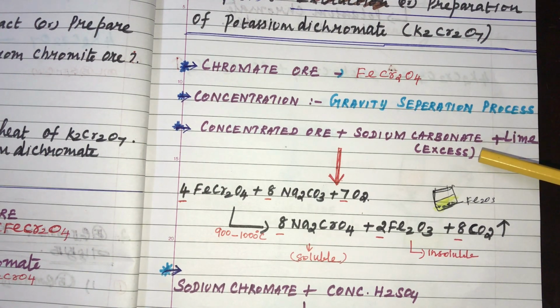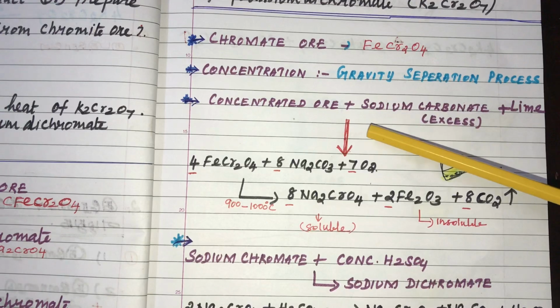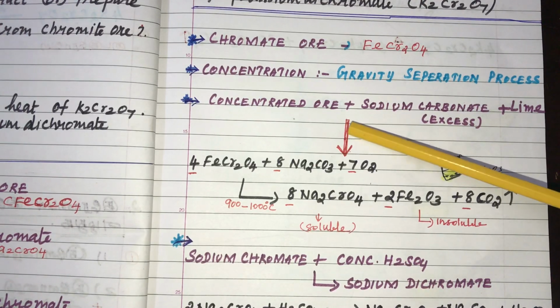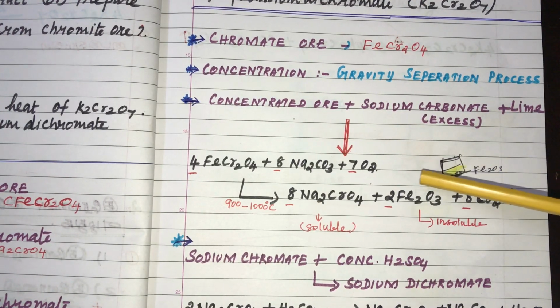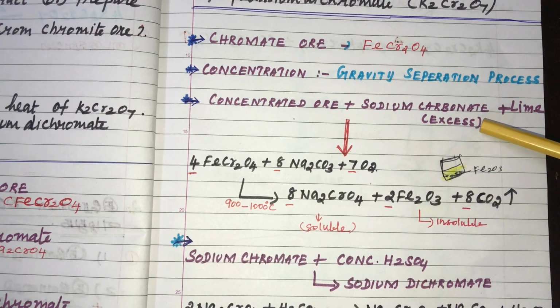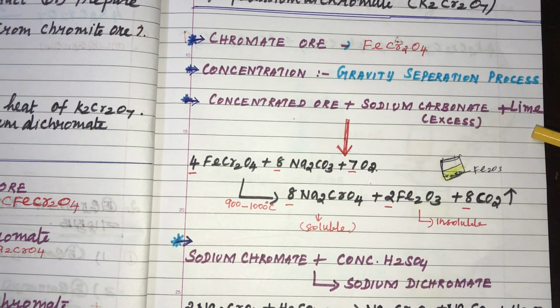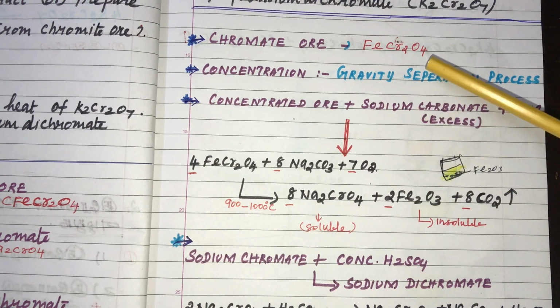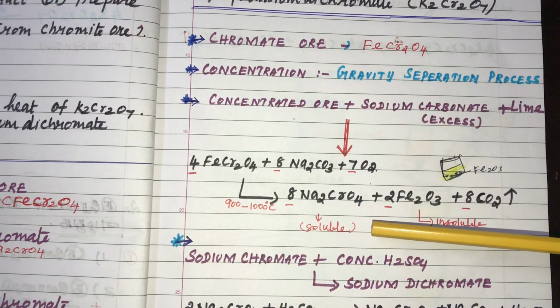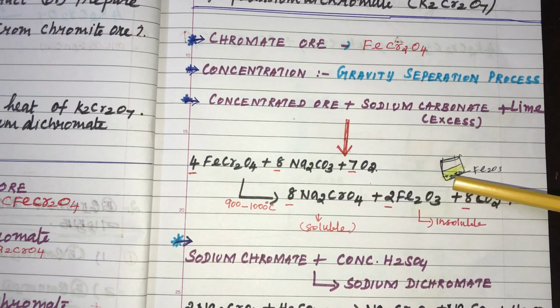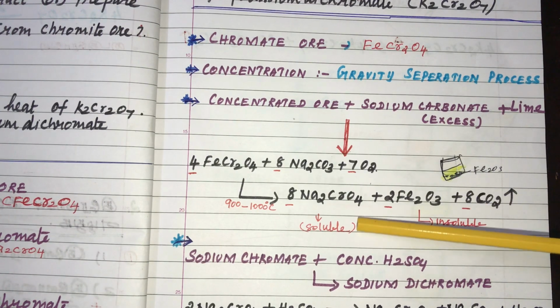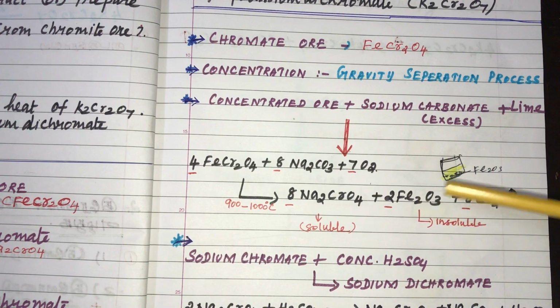The next point is that the concentrated, enriched ore is taken in a reverberatory furnace and mixed with excess of sodium carbonate and lime and heated in that furnace. On heating, the chromite ore is converted into soluble yellow sodium chromate, and insoluble iron oxide is left behind at the bottom.